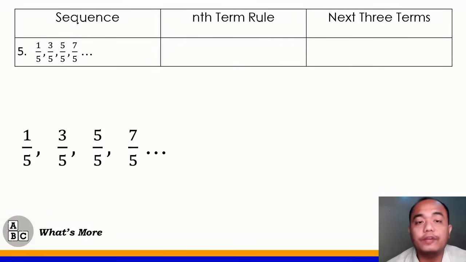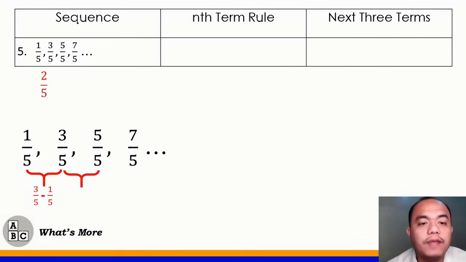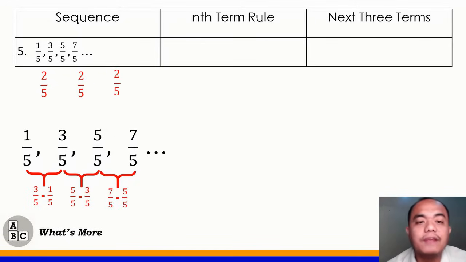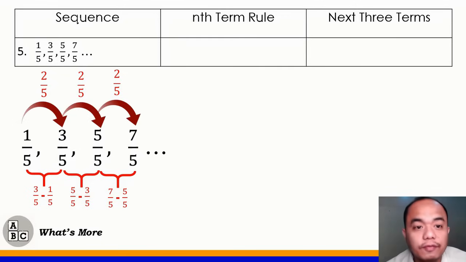Okay, we have the fractions for number 5: 1/5, 3/5, 5/5, and 7/5. Again, we will look for the nth term. We have 3/5 minus 1/5. Since these are similar fractions, it's easy. So that's 2/5. And then we have 5/5 minus 3/5. The answer is still 2/5. And then we have 7/5 minus 5/5. We still have 2/5. So obviously, we have a common difference of 2/5.